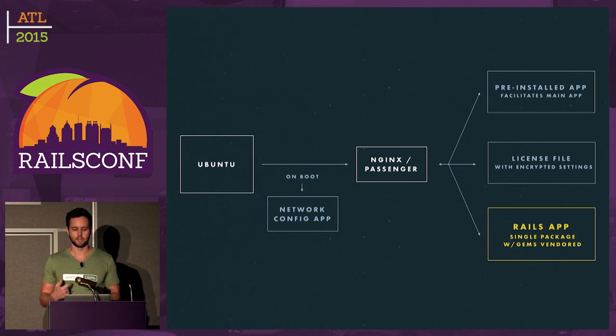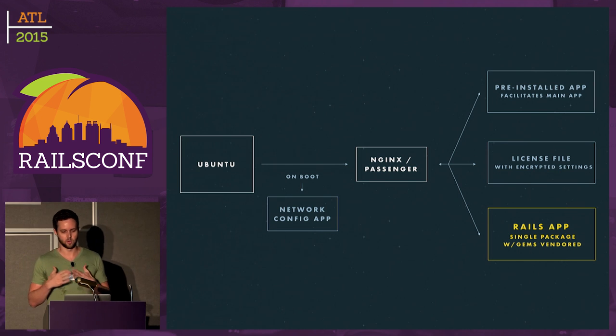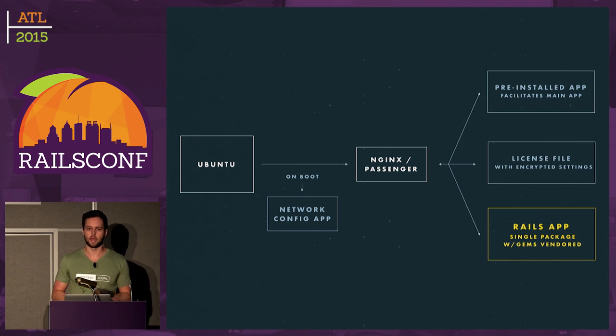And that lets you do things like select static networking or DHCP, and then set the name servers, and then reboot, shut down, et cetera. So it's just kind of a simple little starter app. And then behind our web server, we'll go into why we chose Passenger for it, there's going to be a pre-installed app that I just made in Sinatra.